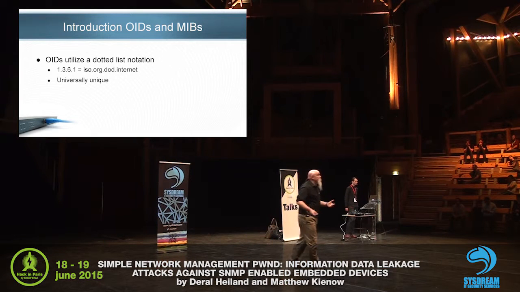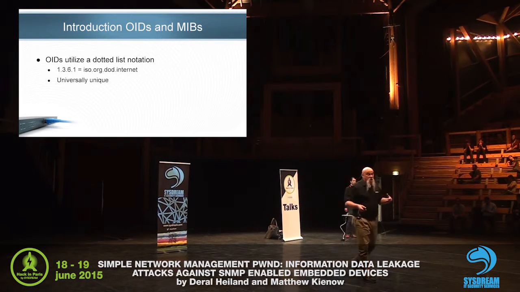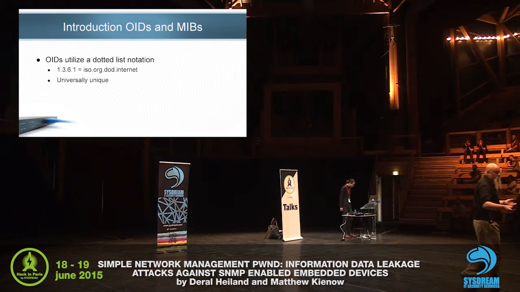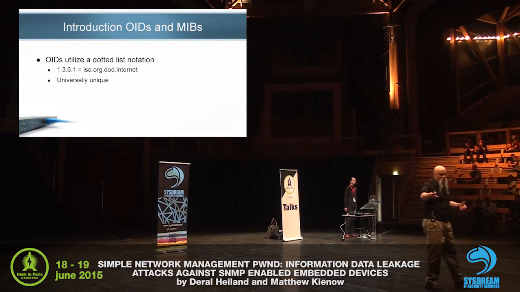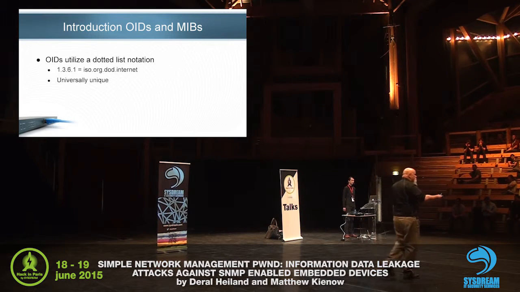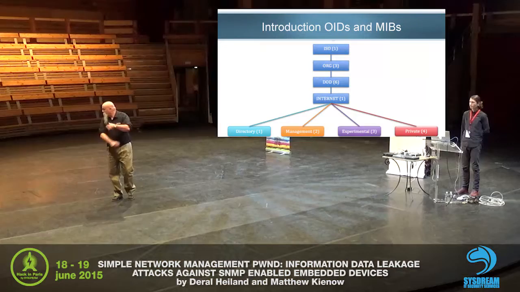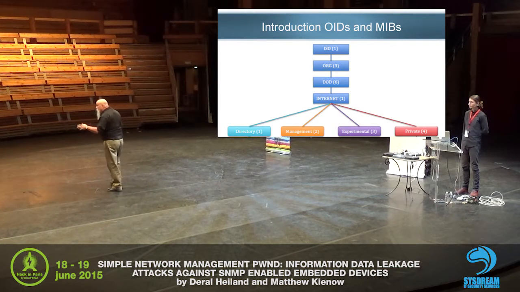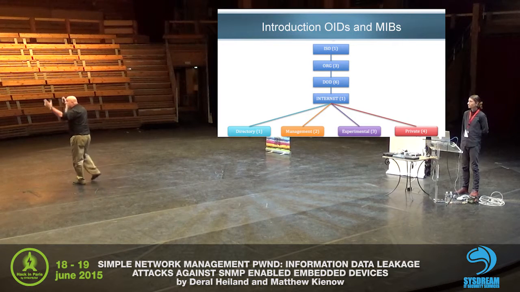So an OID is simple. It is utilizing a dot list notation. As an example here, 1.3.6.1, it equates to this location. It's universally unique. So if you have this, you can walk down through this thing like a tree. So it's structurally like a tree. Okay, pretty straightforward, simple. I think that's simple to understand.